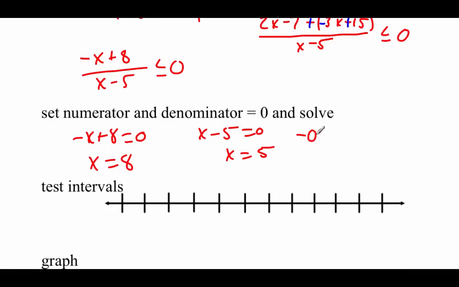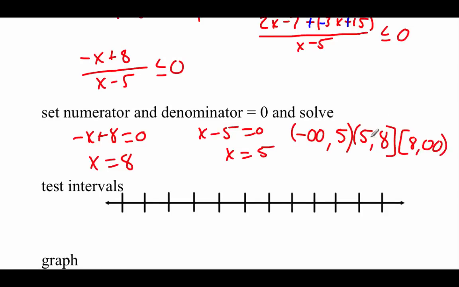First interval always starts at negative infinity, goes until we hit our first 0 at 5. Now I know it says less than or equal to 0, but 5 cannot be included because we'd get 0 on the bottom of the fraction. Then we go from 5 to 8. 8 can be included since we don't end up with any domain issues, and then we run from 8 out to infinity. If we test out these intervals, the first one is negative, middle one is positive, and the right one is negative.